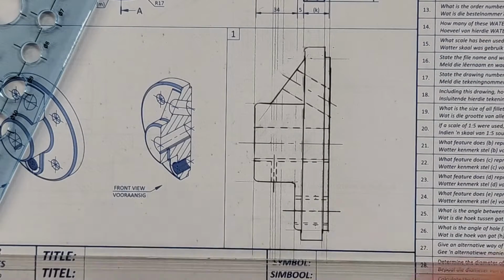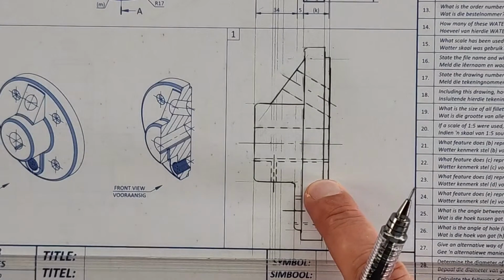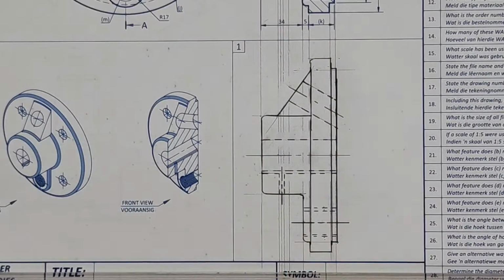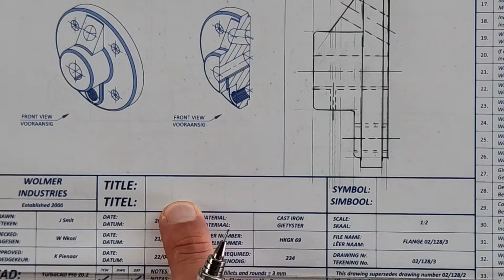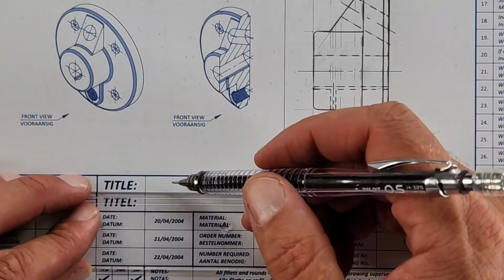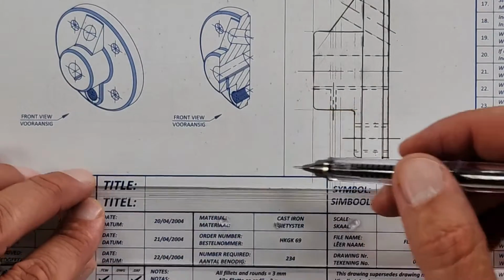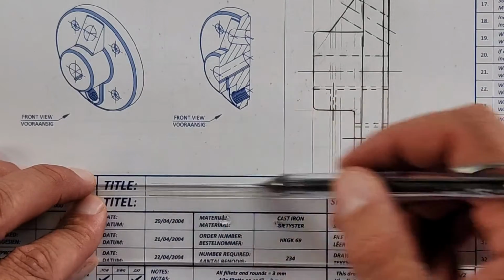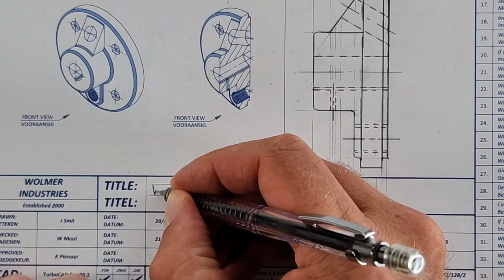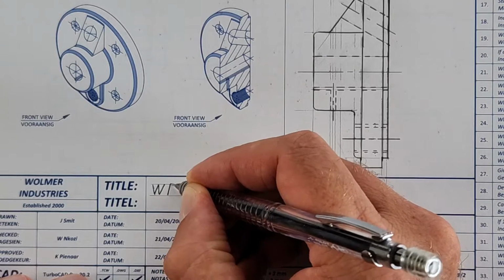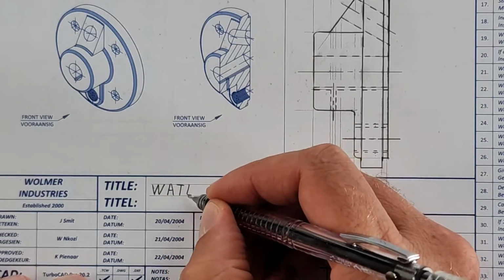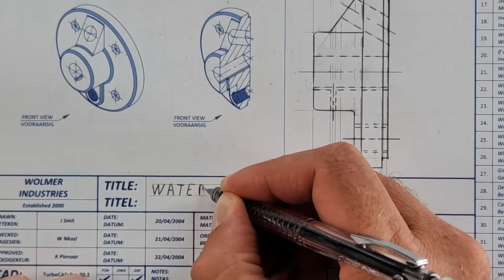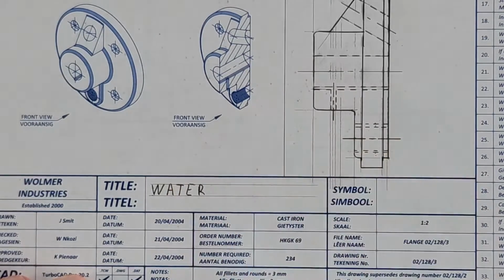Okay, let's look at the other questions, because this is the only one where they're asking us to draw something. The rest of it is quite interesting. They ask us to print the title here, water pump flange. I'm not going to do that fully for you, but you're going to use your ruler, give yourself some guidelines, and literally print it. I'll just start with the water part. Water pump flange. All right.